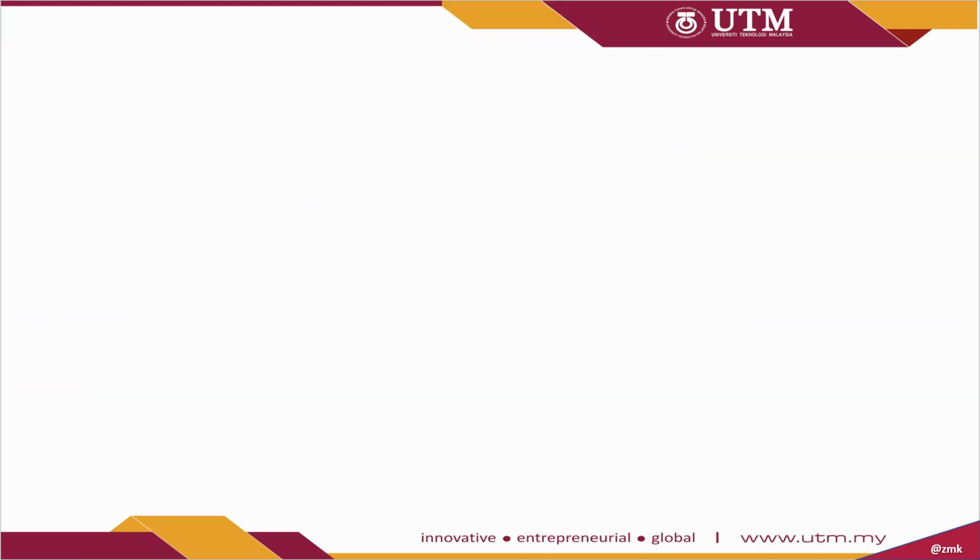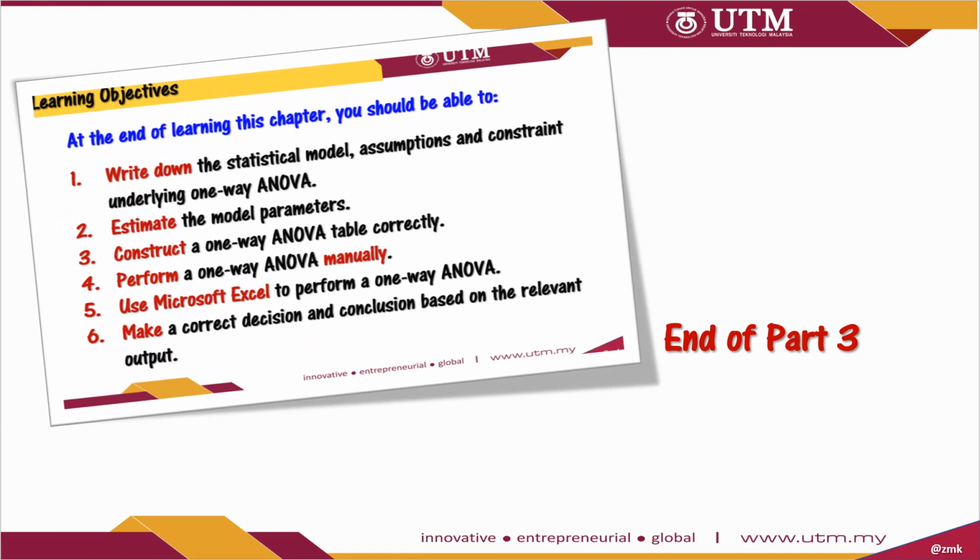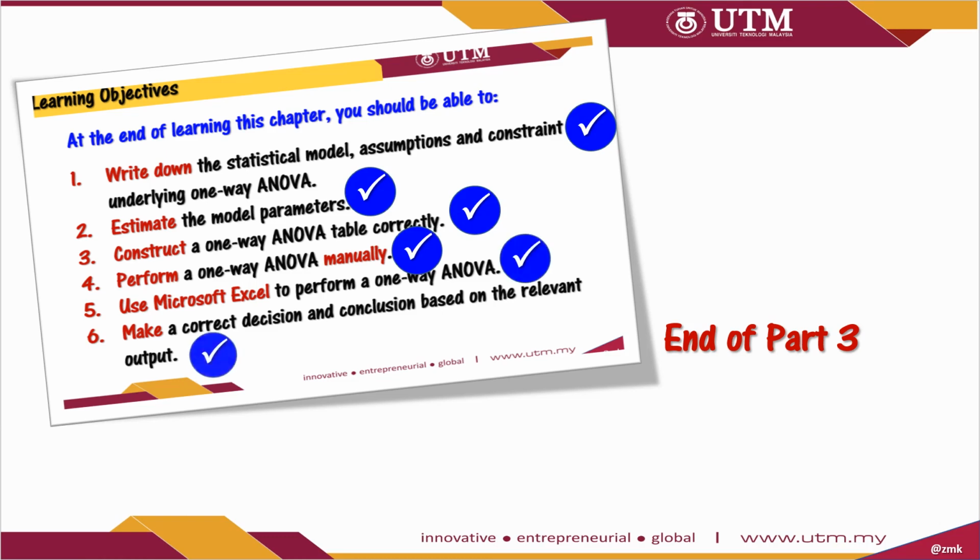After performing the one-way ANOVA using Excel and using the p-value in the decision rule, we are at the end of part 3, or precisely at the end of this chapter on one-way analysis of variance. Let's look again at this chapter's learning objectives. By now, you should be able to achieve all 6 learning objectives, where learning objectives number 1, 2, 3, and 4 should be achieved at the end of parts 1 and 2, whereas objectives 5 and 6 should be achieved at the end of this part 3.